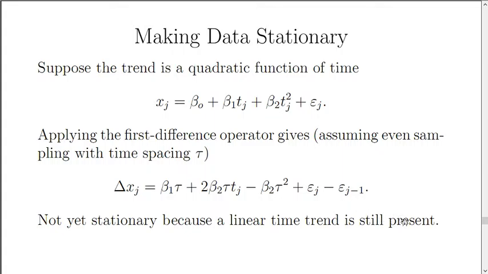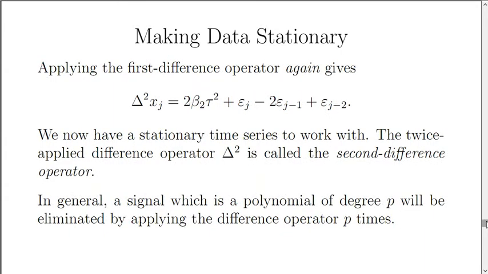So this is not yet stationary because a linear time trend, this term here, is still present. Well, we got rid of a linear time trend previously. Let's do the same. Let's apply the first difference operator again. That's going to give us this. This is constant because the time spacing is constant. And this is the first difference operator applied twice to a white noise process. Now we have a stationary time series to work with. The twice applied difference operator, written often as delta squared, is called the second difference operator.